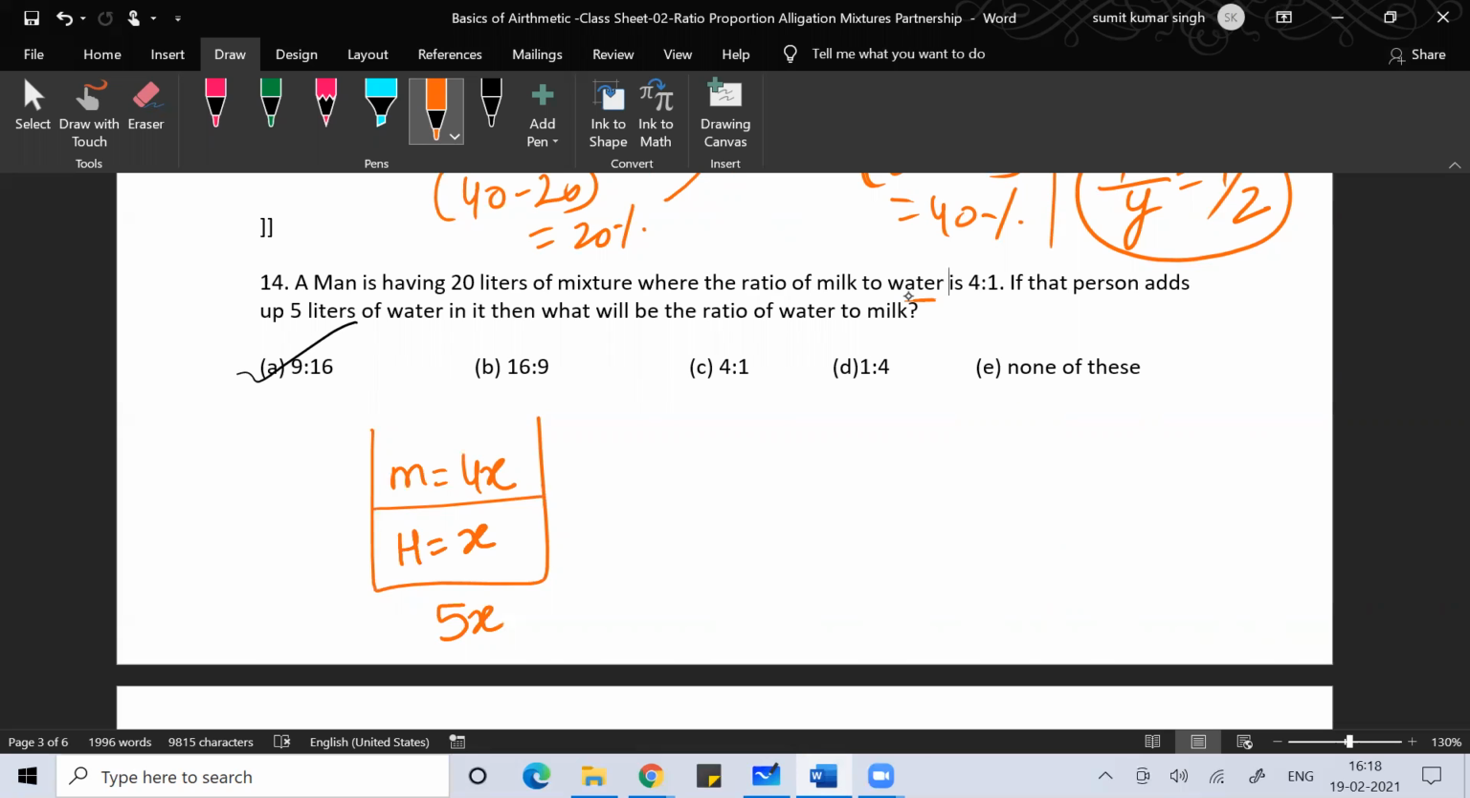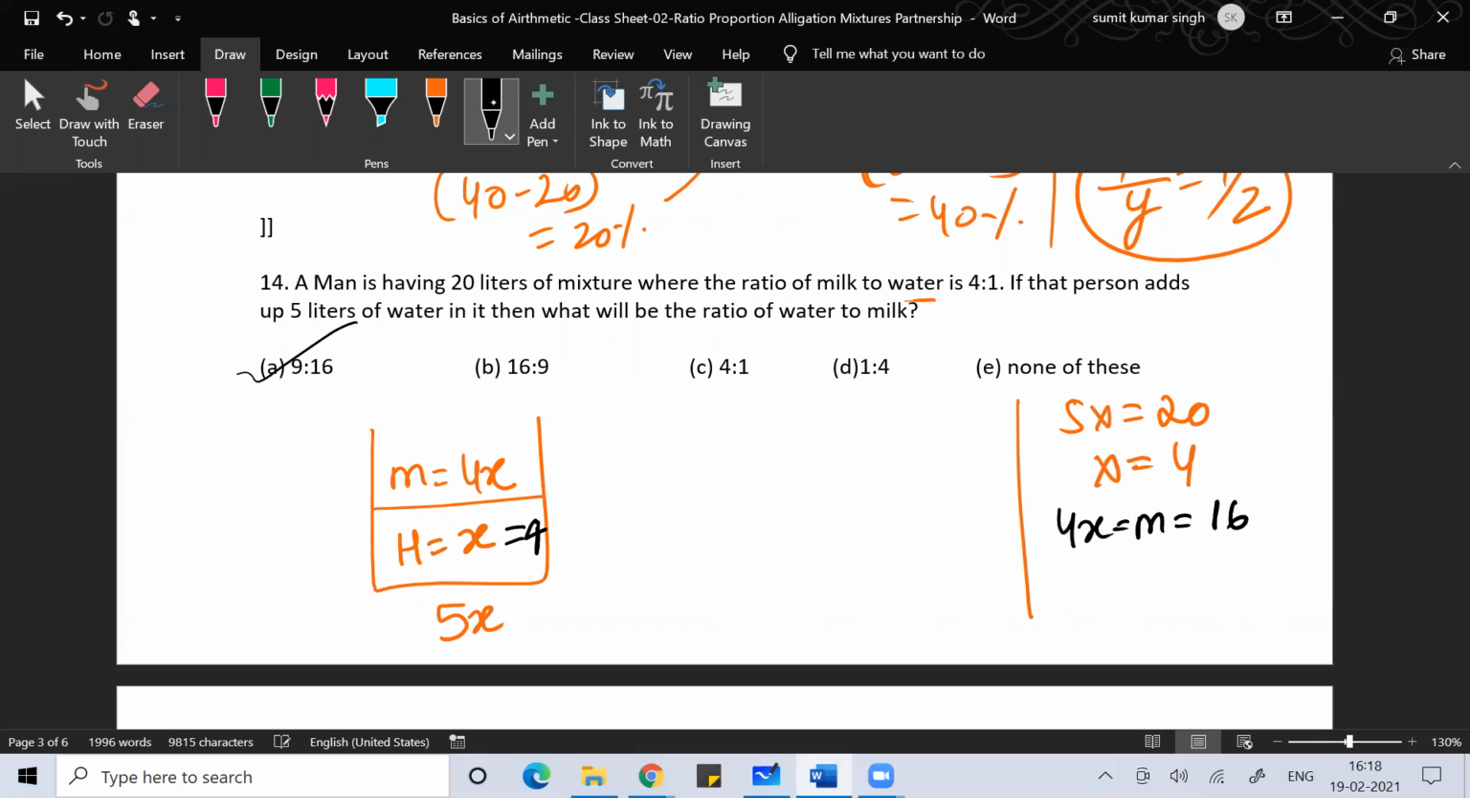4x is to x. So this is 4 is to 1, which means 5x. 5x is 20, so x is equal to 4. So the water is equal to 4, and the milk is 4x, that is 16. So you have milk equal to 16, you have water equal to 4, and the total is 20.